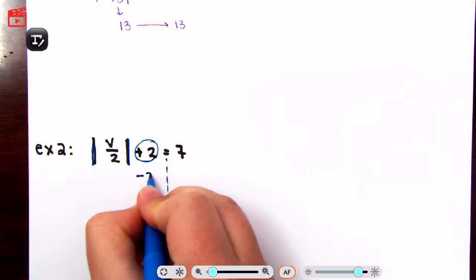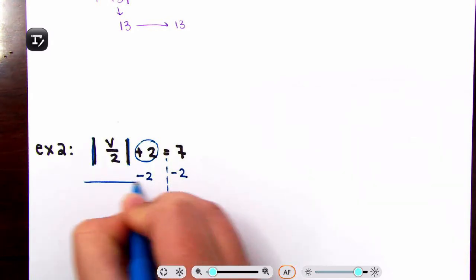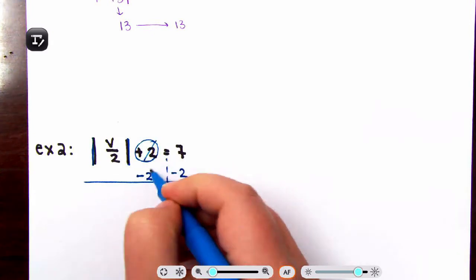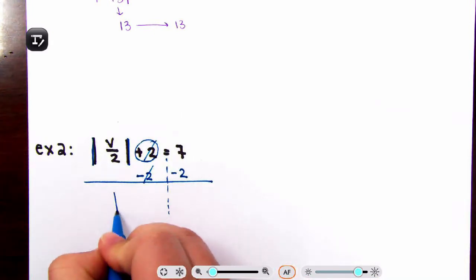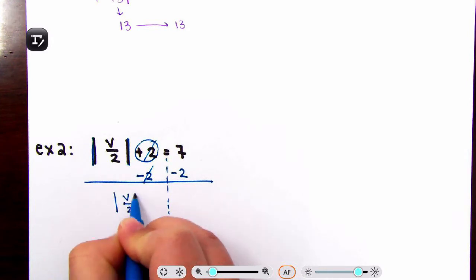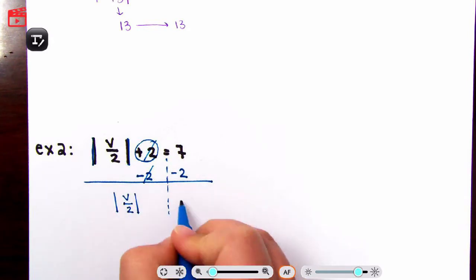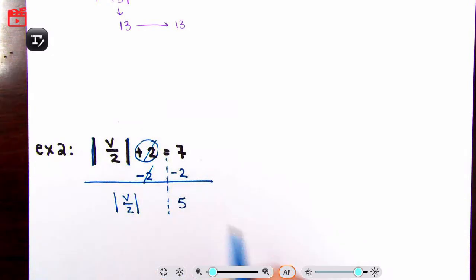So I'm going to remove it by subtracting 2 both sides, just like you would if you were solving a standard basic equation. So now I have absolute value of v over 2. And here I have 7 take away 2, which is 5.